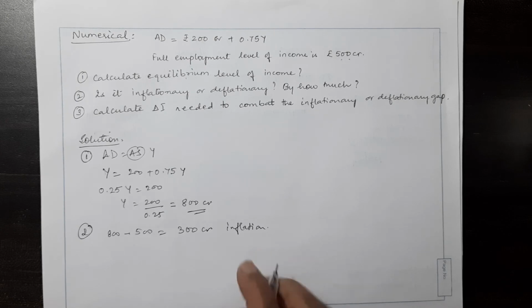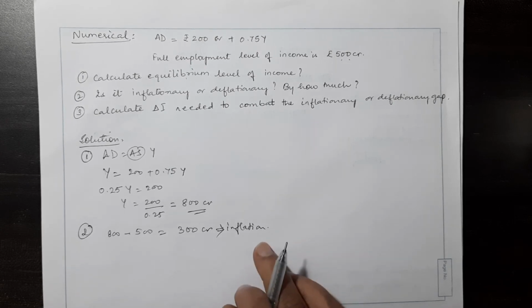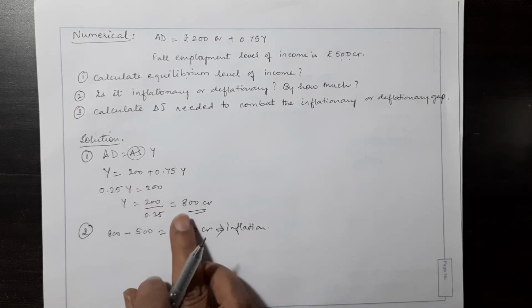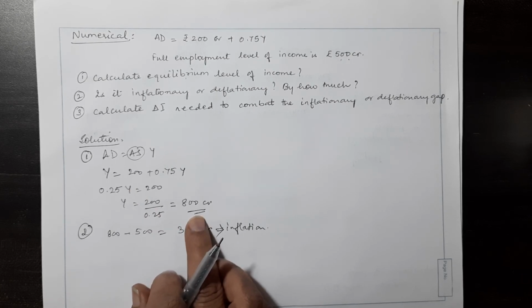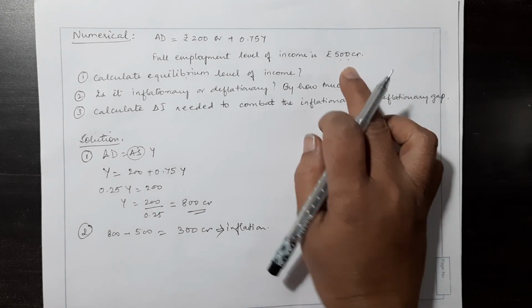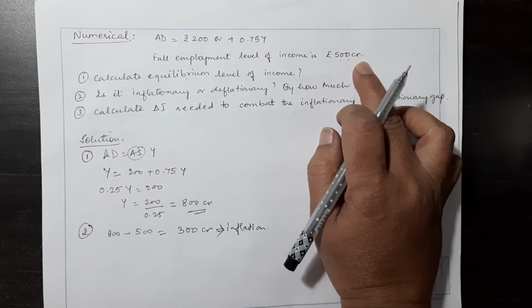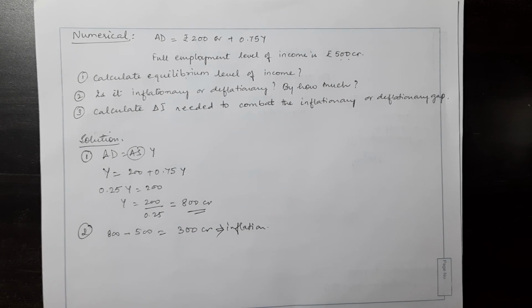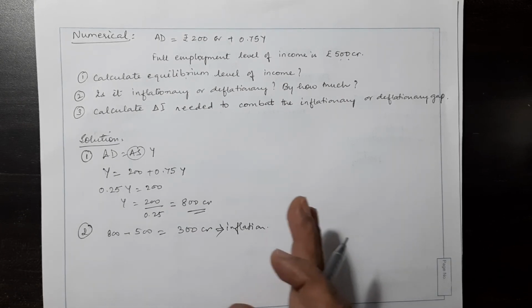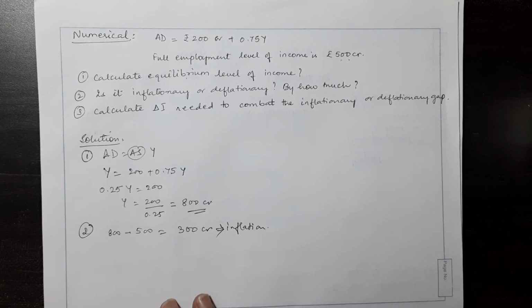Why inflation? Because here aggregate demand shows 800 level of income, whereas the full employment level is only 500. So there will be an inflation. To combat this inflationary gap, what should we do? The income must be reduced by 300 crores.